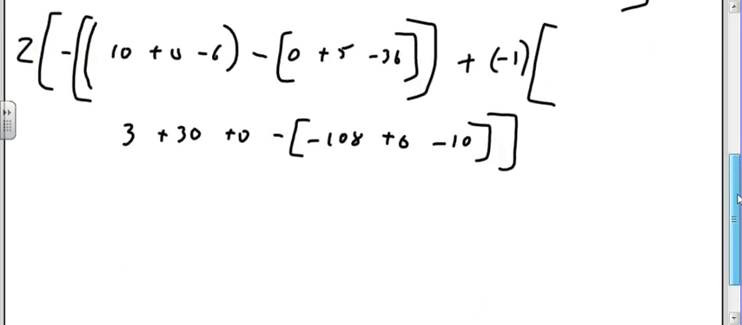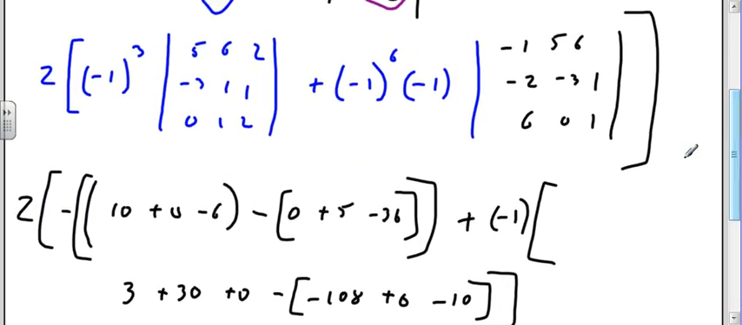Before you move on, after the 2, it's a negative. Your negative right there, it should be multiplied by 3. I believe.